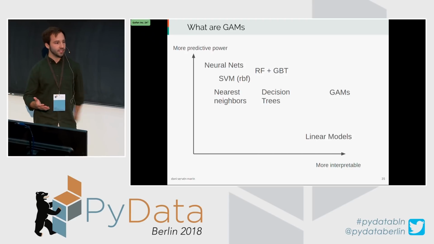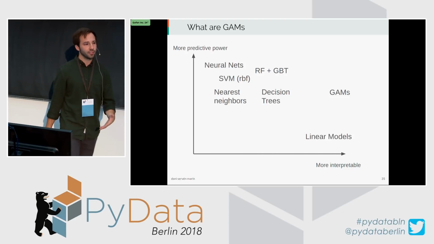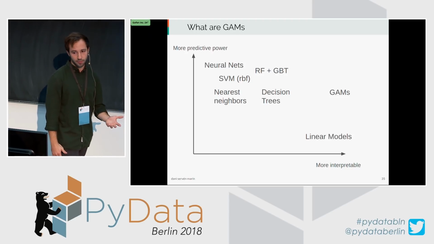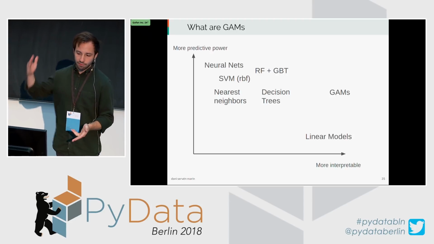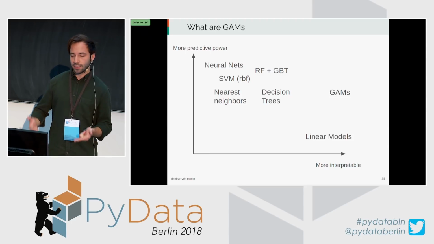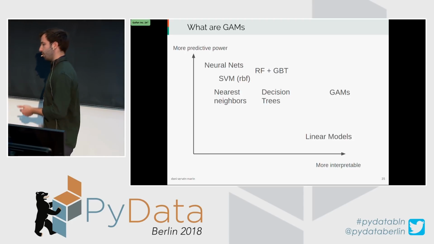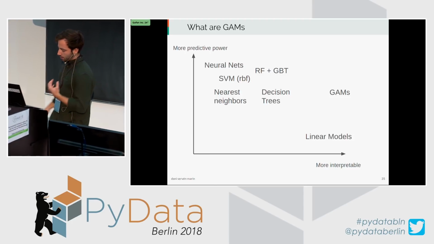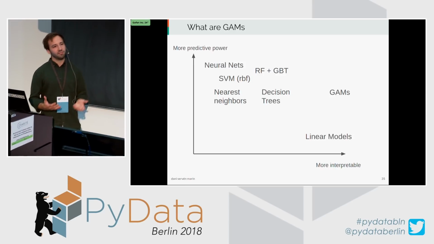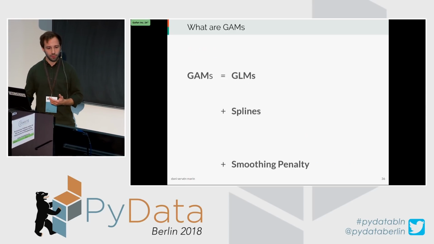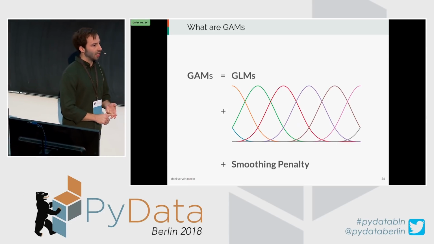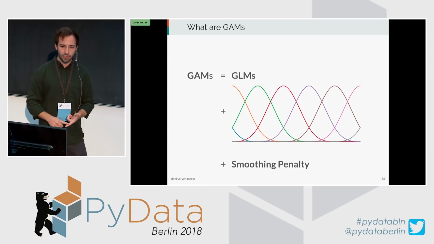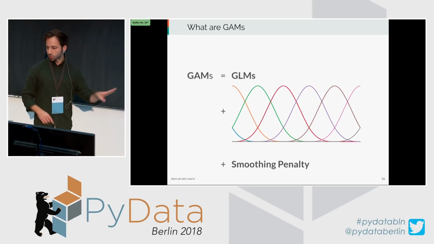Linear models, on the other hand, are super interpretable, right? You just look at the coefficients, but they have quite high bias sometimes. It turns out that GAMs are just linear models. So they have the same interpretability as a linear model and almost the same amount of predictive power. This slightly lower predictive power is actually a gift, because it's what makes our model so interpretable. So what is a GAM? It's an extension of a GLM, and all it does is add splines and a smoothing penalty. We'll come to the smoothing penalty later.